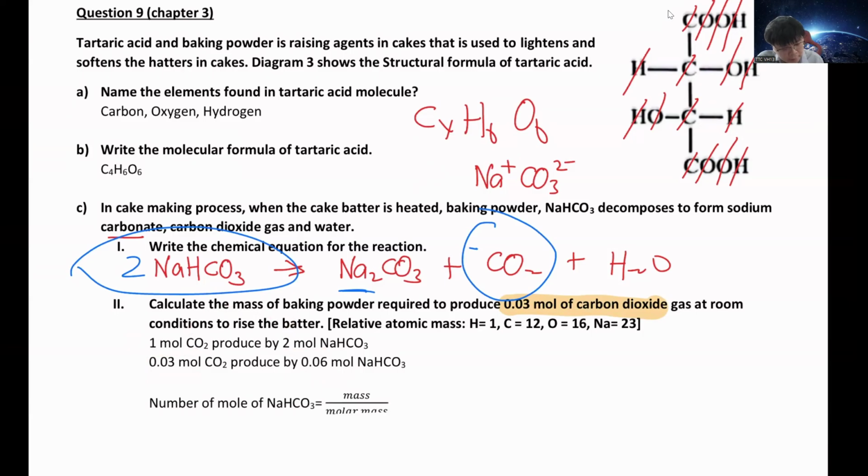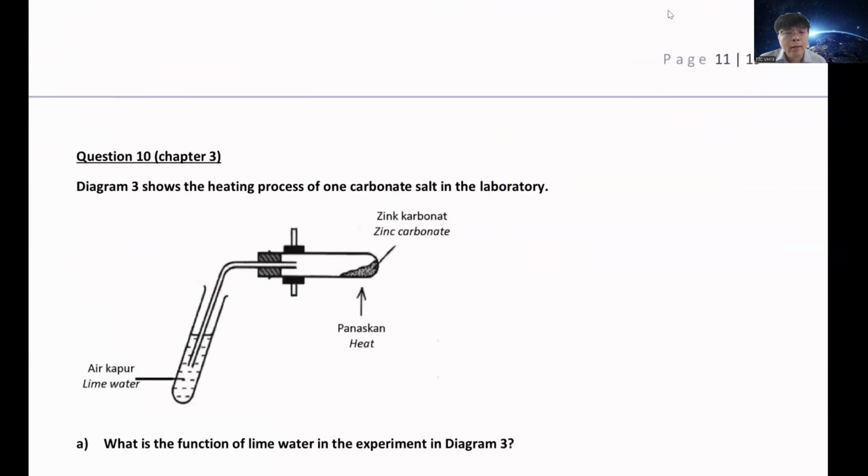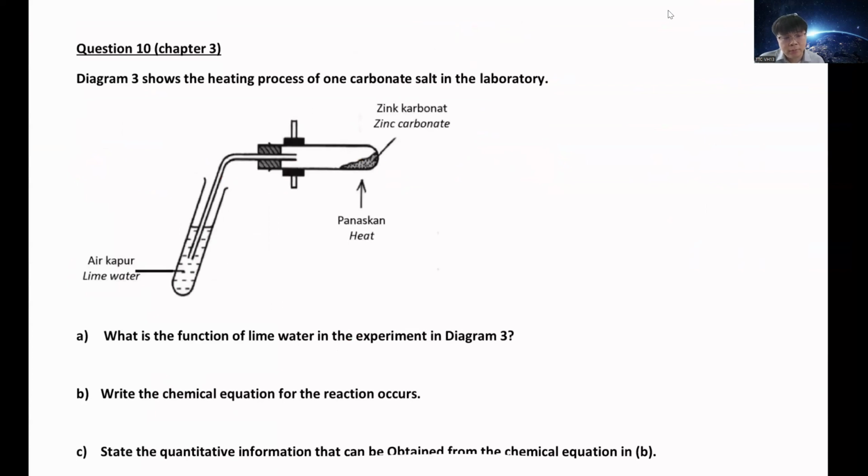Then after you get this already, you put in the 0.02, then put in the mass of Na, which is 23. Then hydrogen is 1, carbon is 12, then oxygen is 16. From there, you'll get the mass equals 5.04 gram. Then after that, what is the purpose of lime water? To detect the presence of carbon dioxide gas. If there is carbon dioxide gas, it will turn cloudy. Write the chemical equation. So you try to write it out.